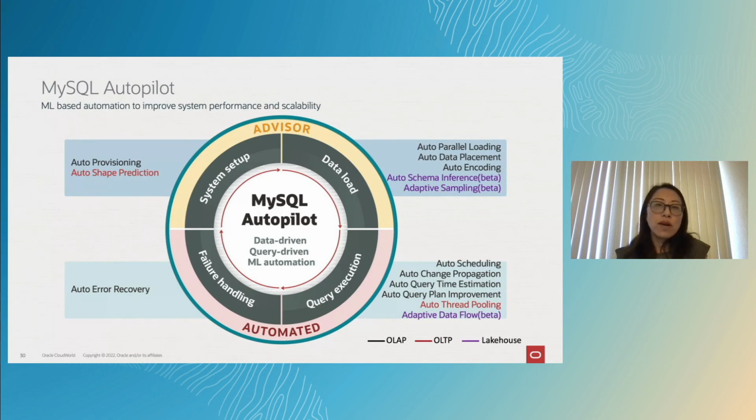And there are two types of autopilots that we have. One is an advisor, focused on the system setup and data load area, where we don't automatically adjust the system. We provide suggestions to the end user, and then it's up to the end user to take the suggestions. And then the bottom part is automatic. Whenever we detect there's an opportunity to improve the performance, availability, or scalability of the system, we will automatically adjust without any user intervention.